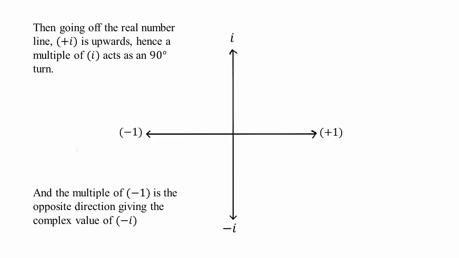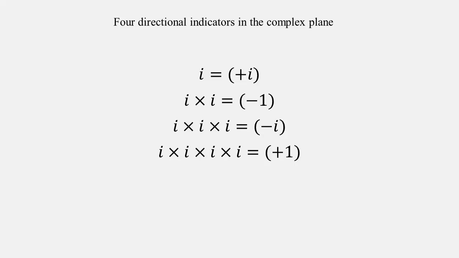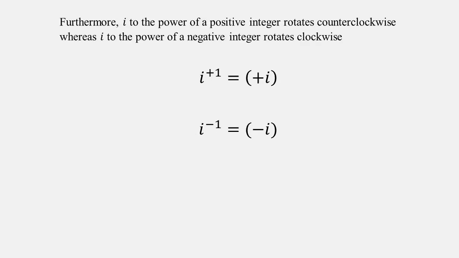Moreover, given the value in the direction i perpendicular to the real number line goes up from the point of origin, multiplying by -1 gives the imaginary direction -i, perpendicular to the real number line, going down from the point of origin. Therefore, there are 4 directionals in the complex plane. i is indicated usually by the square root of -1, where i times i is -1, i times i times i is -i, and i times i times i times i is +1.